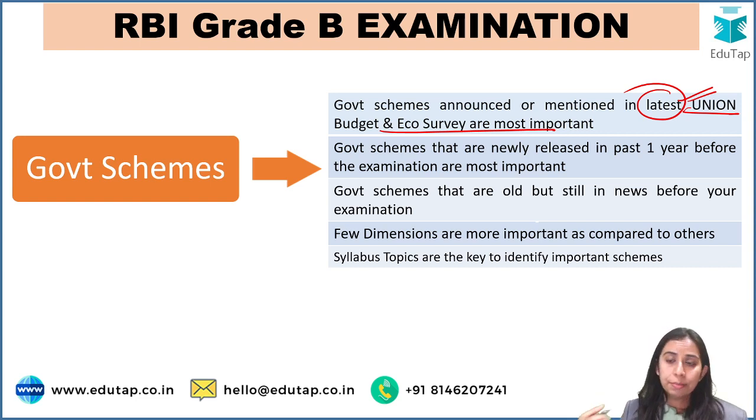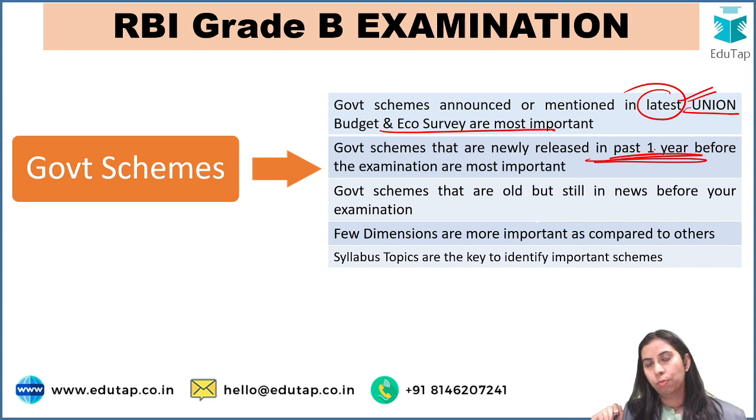Then guys, government schemes that are newly released in the past 1 year before the examination are most important. So again, 1 year is important. If you are unable to cover 1 year, at least cover 6 months. When I say 6 months are most crucial, this is what I mean.